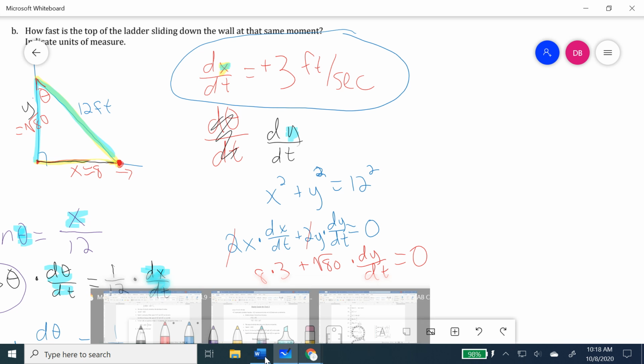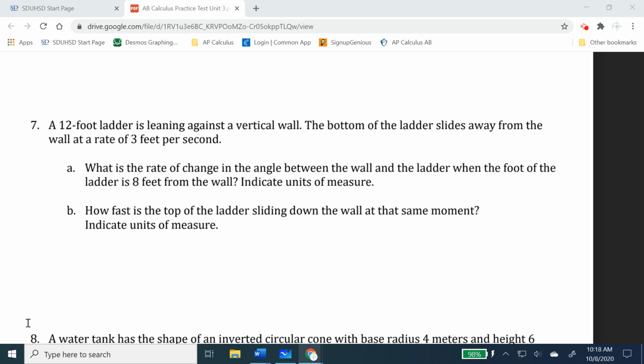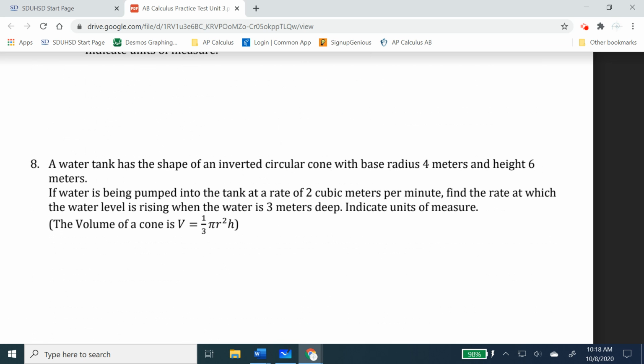The other related rates problem was the water tank.